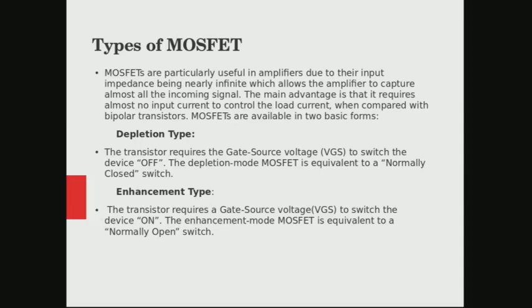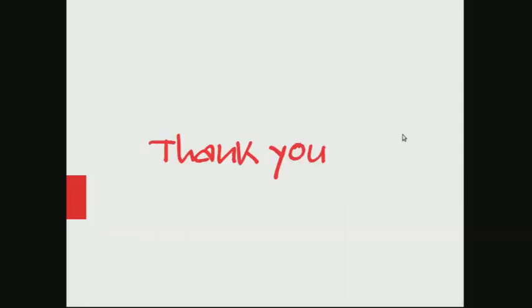If the transistor requires a gate source voltage to switch the device off, then it's called the depletion mode MOSFET, and it is almost equivalent to a normally closed switch. And in the enhancement type, the transistor requires a gate source voltage to switch on the device, and the enhancement mode MOSFET is equivalent to a normally open switch. In upcoming classes, you will see in detail what these types of MOSFET are. So I think it will become clearer when you get the detailed explanation.